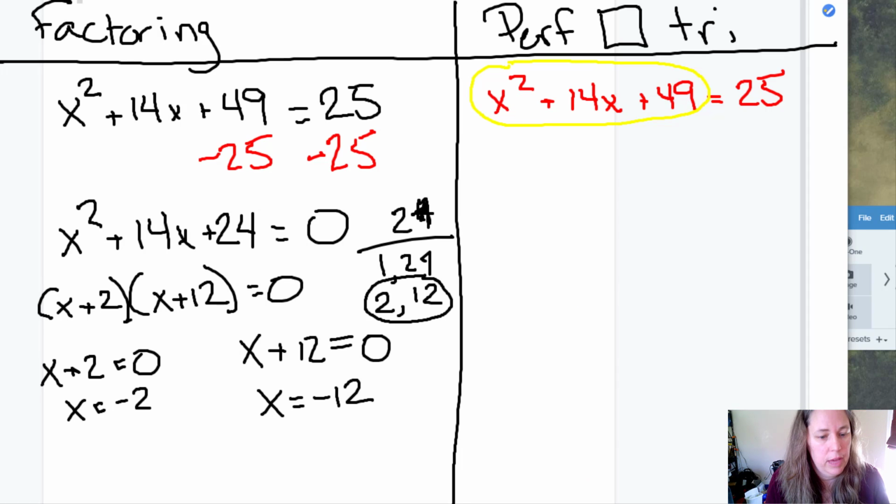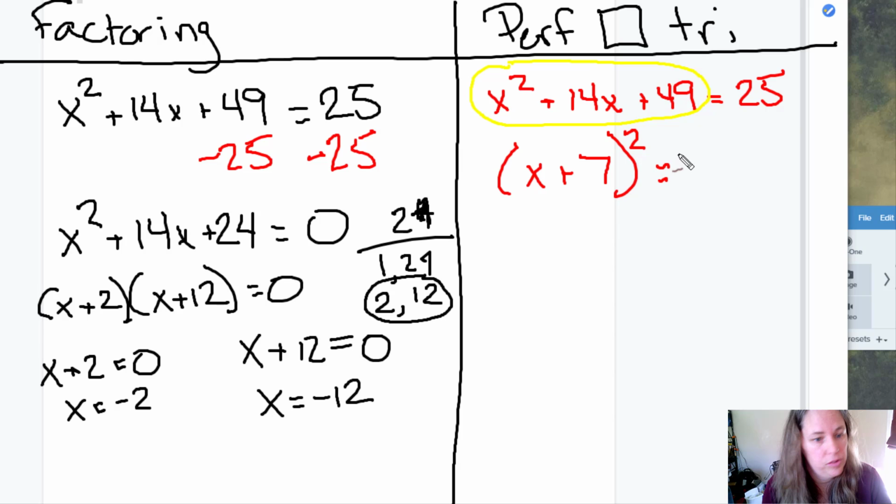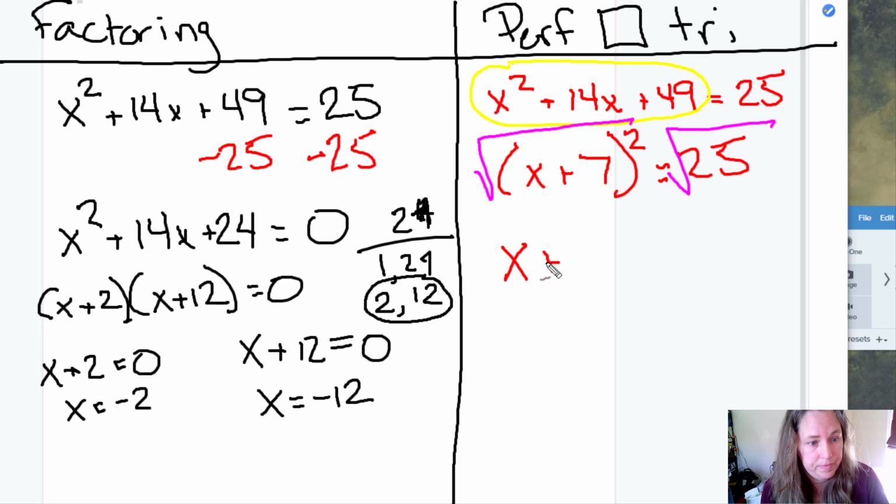So one reason that we have this method is because if it's a perfect square trinomial, the process of factoring is so much easier. Factoring x squared plus 14x plus 49 is way easier than factoring x squared plus 14x plus 24. If you're really good at factoring, there's not much difference between those, but it's still a little easier. Then we're going to take the square root of both sides, and we get x plus 7 equals plus or minus 5.